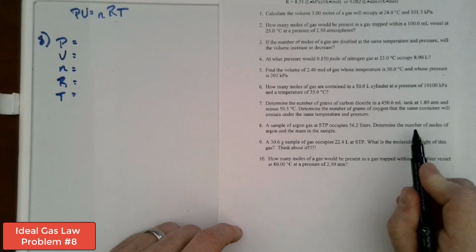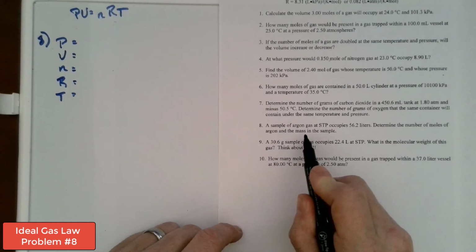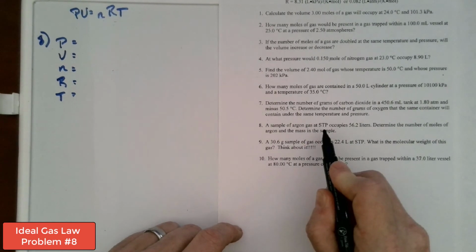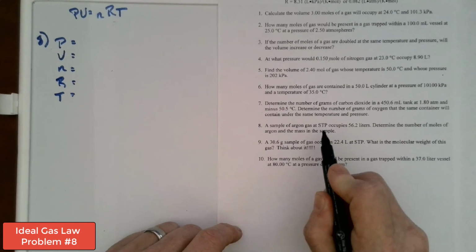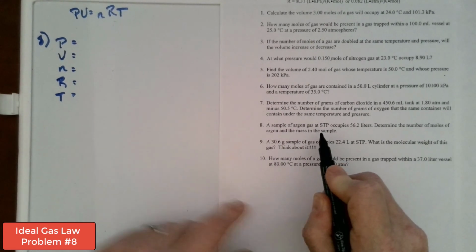And we have a few things to work on here. Not just do we have to find the number of moles, but we must also find the mass that this sample occupies. We also see a set of conditions known as STP. So this is a good refresher for what that stands for. Let's plug in what we know.